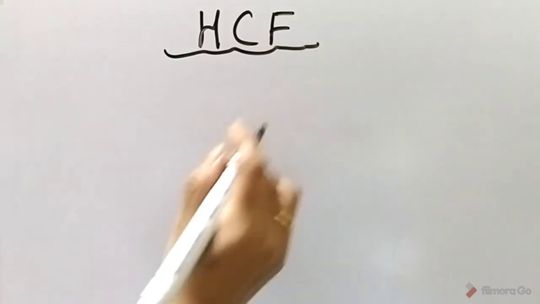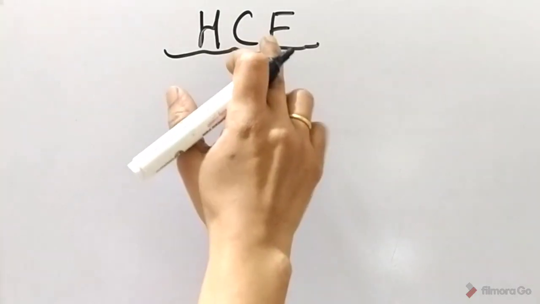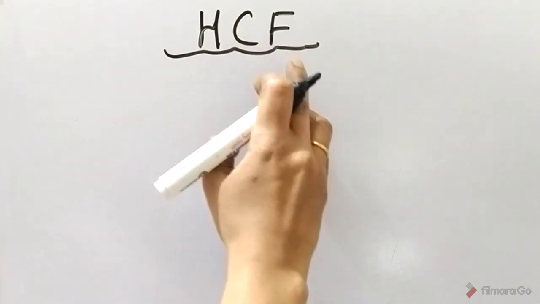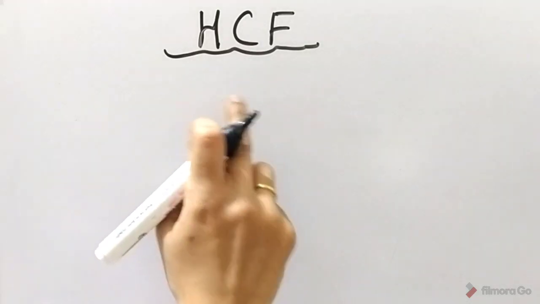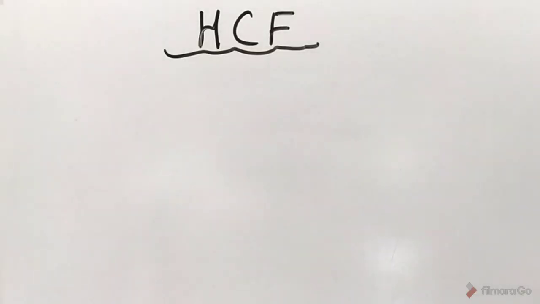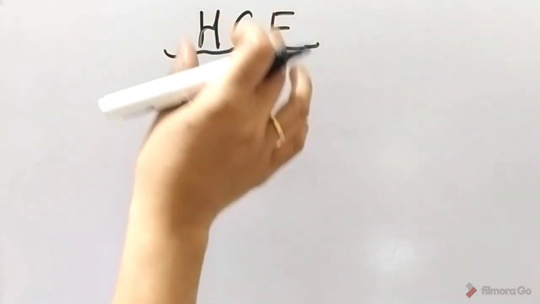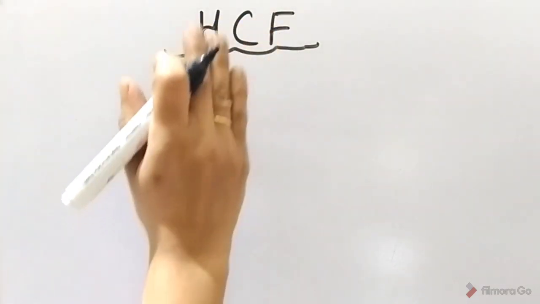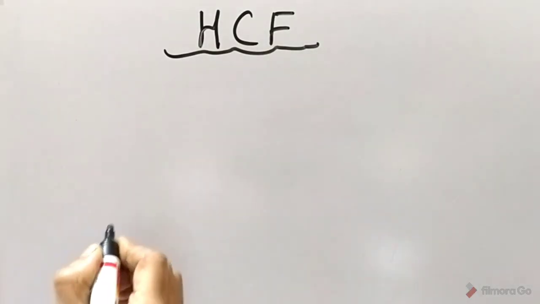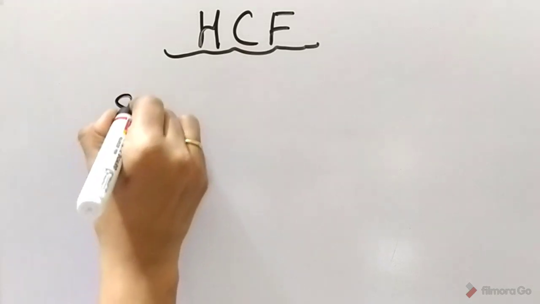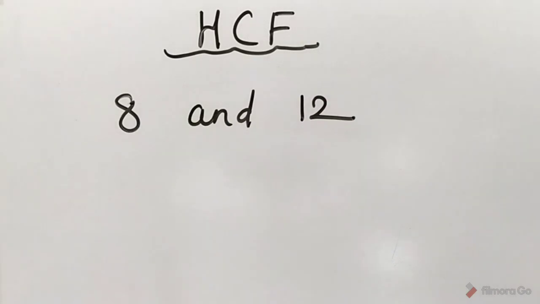What is the full form of HCF? Highest common factor. Do you know the meaning of factors? Factors means a whole number by which a larger number can be divided. So let's see one example with the explanation how we can find out HCF of given numbers. Suppose you want to find out HCF of 8 and 12. Then how you will find out?